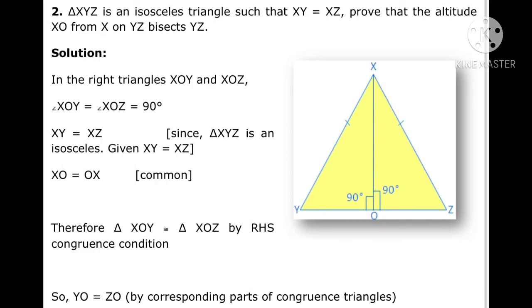Here, triangle XYZ is an isosceles triangle such that XY equal to XZ. Prove that the altitude XO from X on YZ bisects YZ. For this, first of all, we will prove triangle XOY and triangle XOZ are congruent.